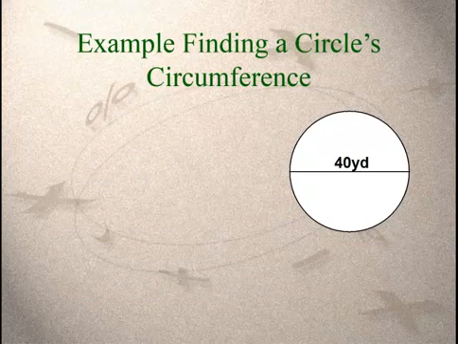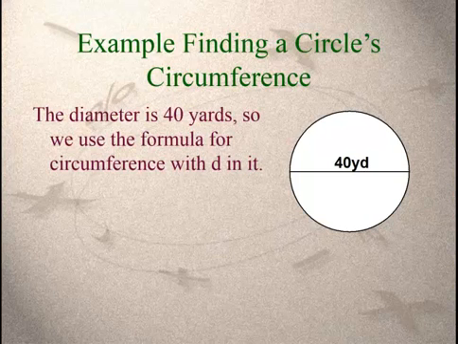Example, finding the circumference of a circle. Now we're saying circumference. This is a little bit different than the area, because the area, if I wanted to shade in the circle, that would be the area. But we're looking for the circumference. What's the distance around? Now notice we have a circle that has a diameter of 40 yards. So the diameter is 40 yards. So we use a formula for a circumference with a D in it.